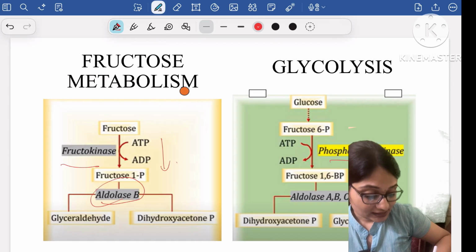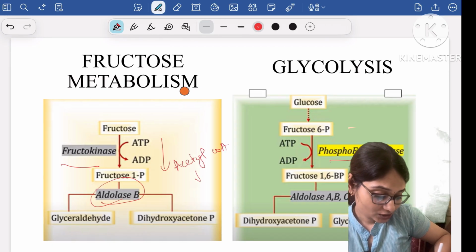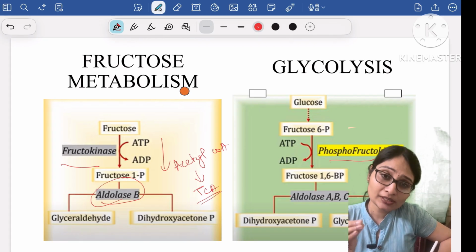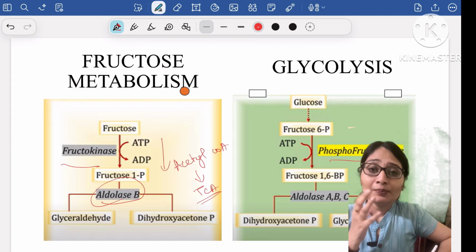Because there is excess acetyl CoA, this acetyl CoA cannot keep entering the TCA cycle, because the TCA cycle at one point gets exhausted, because all the reserves of the TCA cycle, like oxaloacetate, all these substrates, are minimally present.